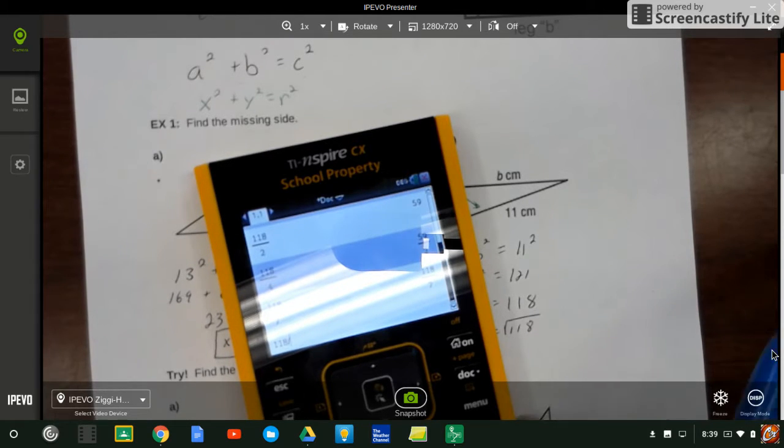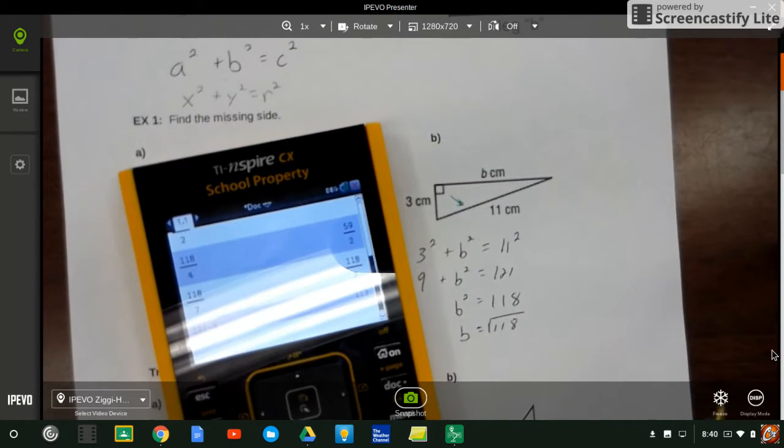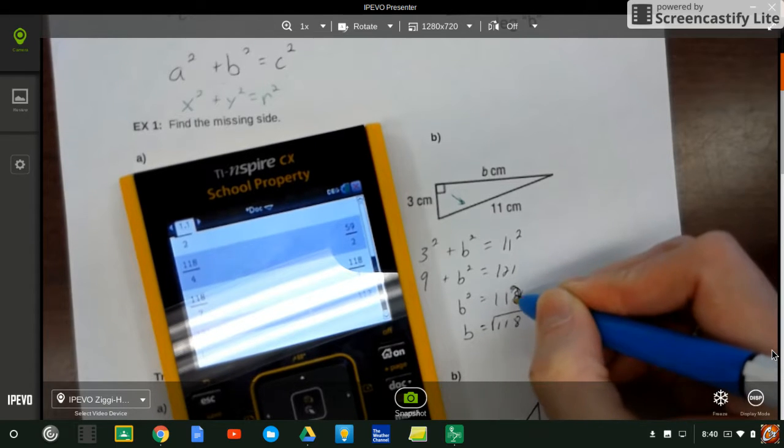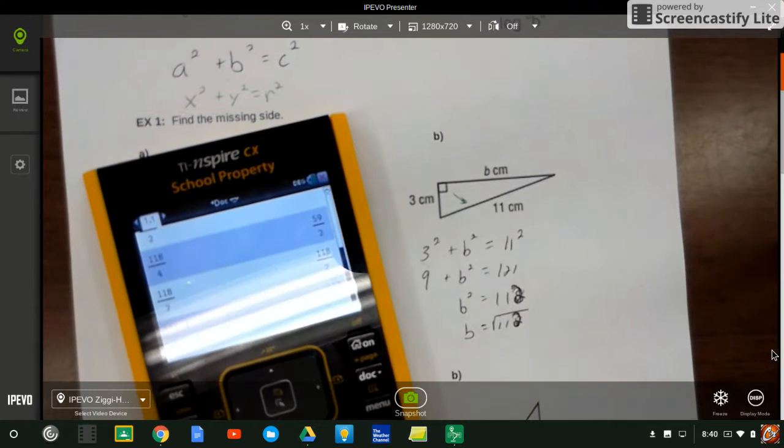Okay, so if it doesn't break down, let me make sure I got my math right. 121, whoops, minus 9. Oh, that's my problem. I didn't do my math right. That's 112. Oops. Always try math in your head, check it in your calculator. 112, I think we can break down. Let's try 36 into that.